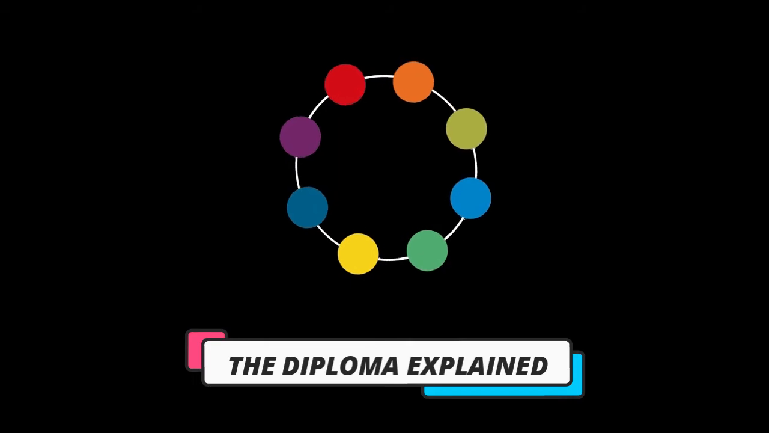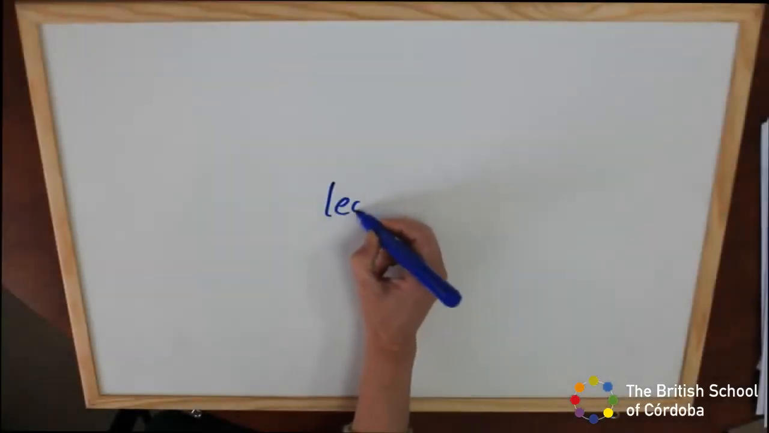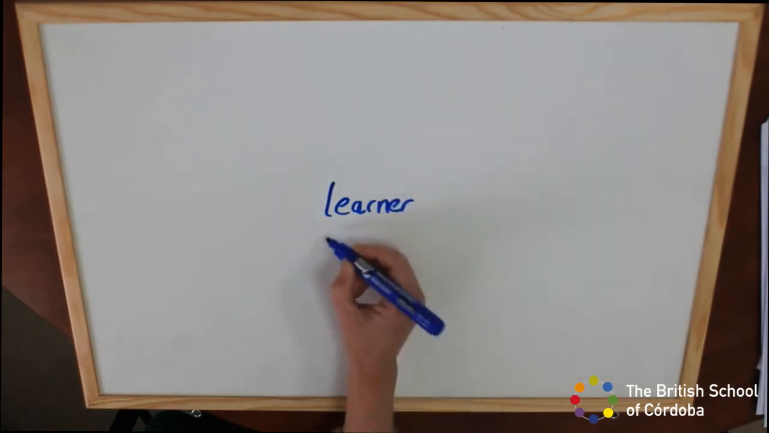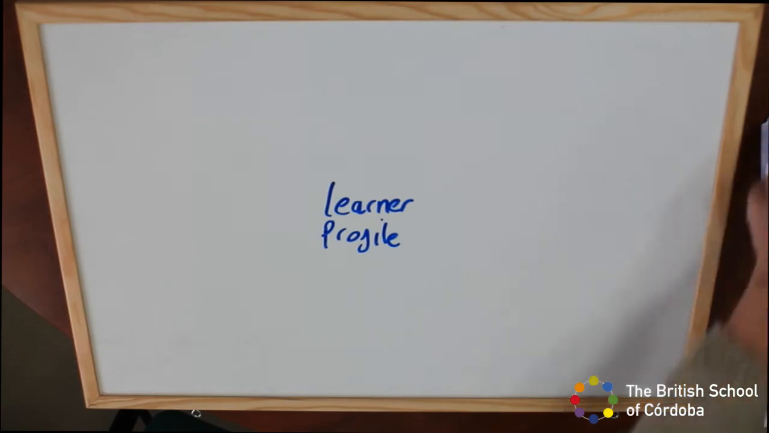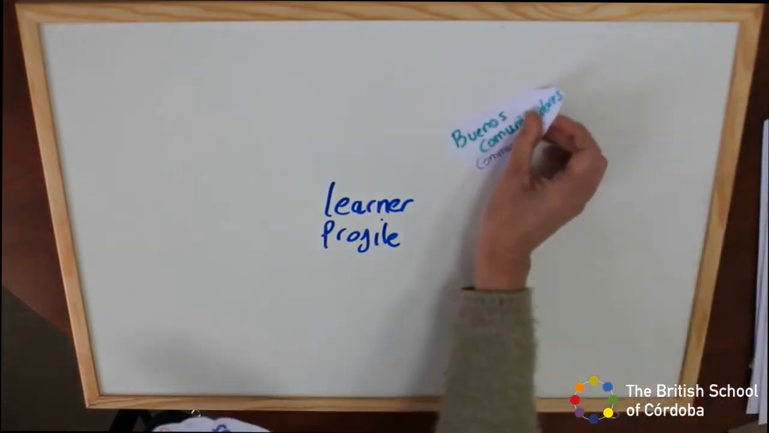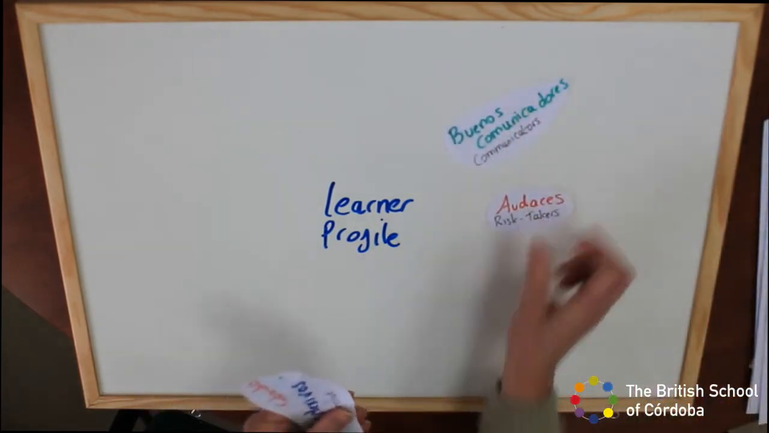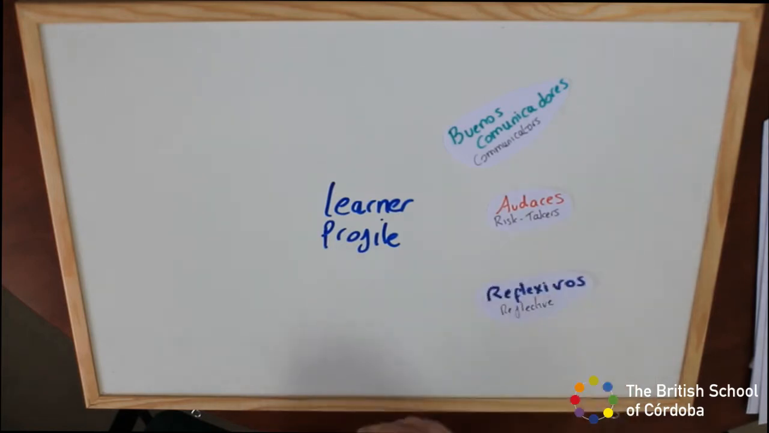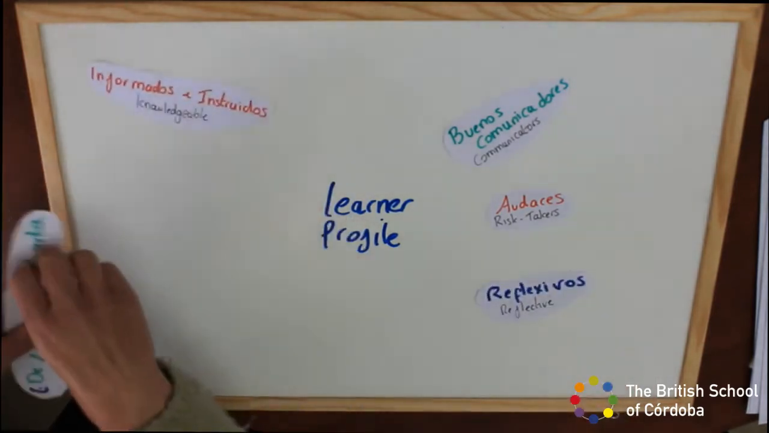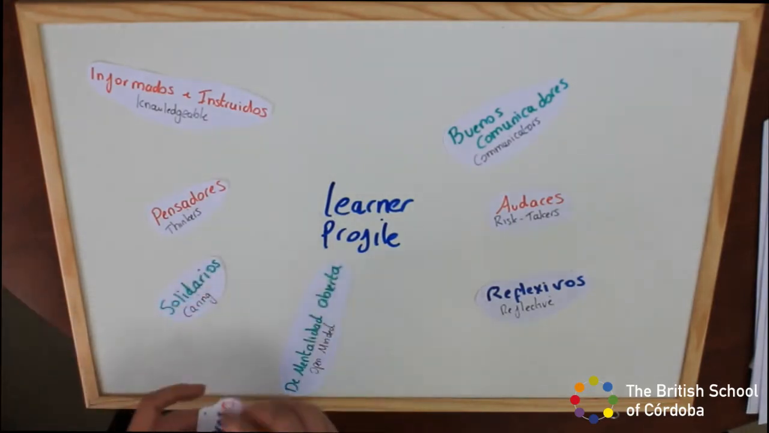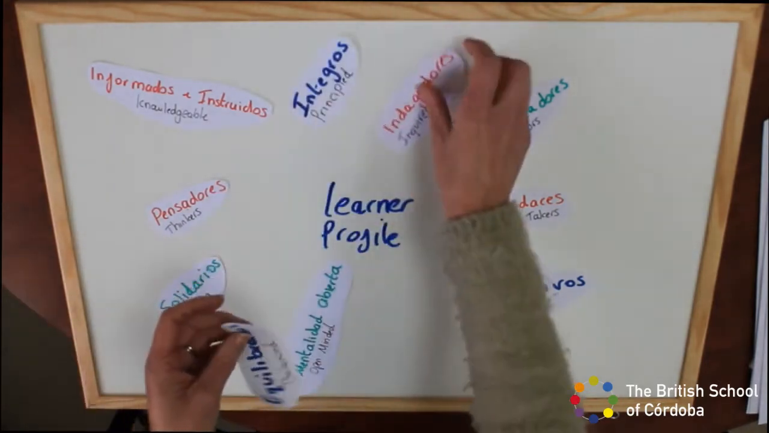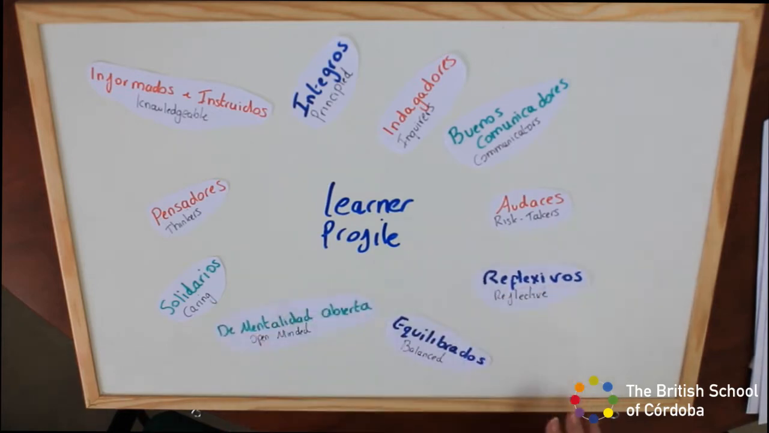The diploma explained. The diploma is based around 10 core values called the learner profile. They include being creative thinkers, being principled with honesty and integrity, open-minded and able to appreciate other cultures, values and traditions, being risk-takers, courageous with new challenges, and being reflective, understanding our own strengths and weaknesses.